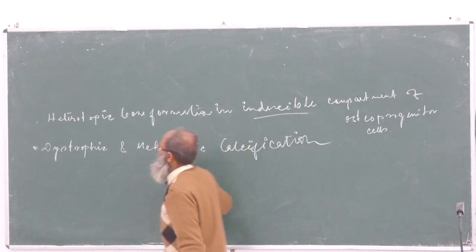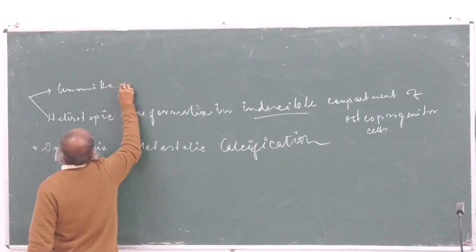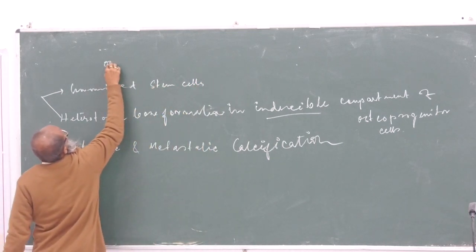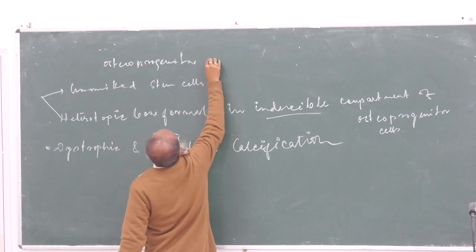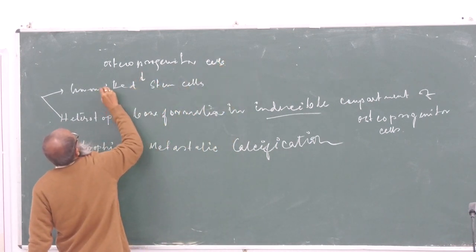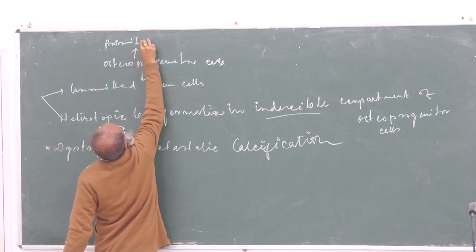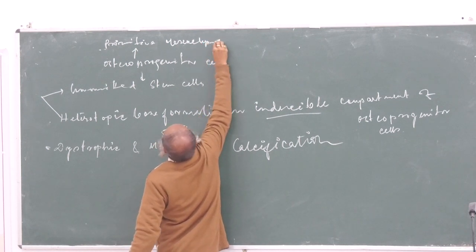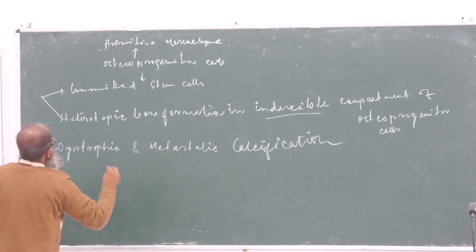এটা ইনডিউসিবল বাদে আরেকটা পোর্শন যেটা রয়েছে সেটাকে বলে কমিটেড, আরেকটা যে পোর্শন রয়েছে সেটাকে বলে কমিটেড স্টেম সেল। এটা হচ্ছে অস্টিওপ্রোজেনিটর সেলস। এর উপরে হচ্ছে প্রিমিটিভ মেসেনকাইম। বোঝা গেল? প্রিমিটিভ মেসেনকাইমাল সেলস that gives rise to osteoprogenitor cells. These are pluripotent. This is pluripotent.